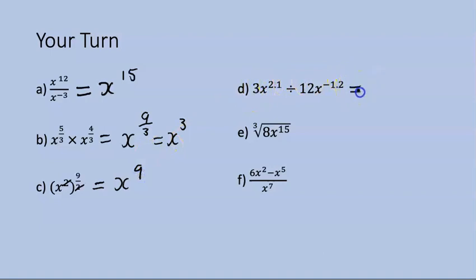Now for D, I'm going to do the same process I did earlier. Highlight my numbers first. 3 divided by 12 gives me a quarter. x to the 2.1 divided by x to the minus 1.2, I do 2.1 plus 1.2. That gives me 3.3.